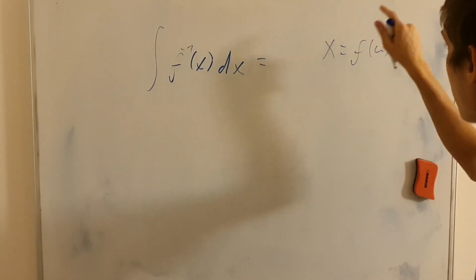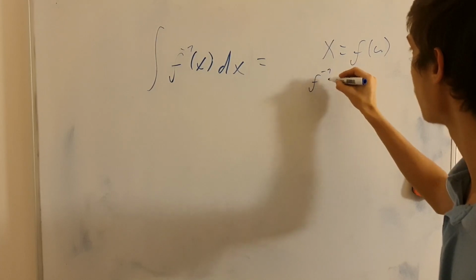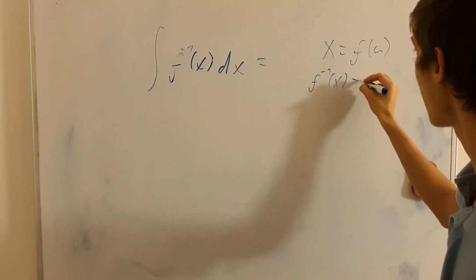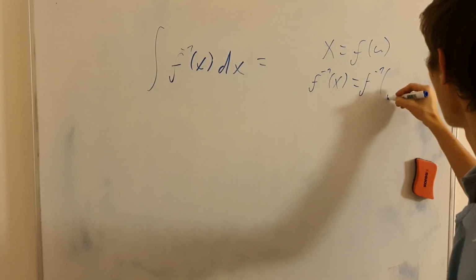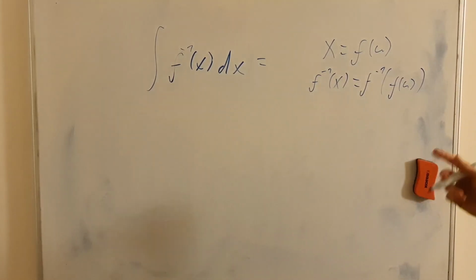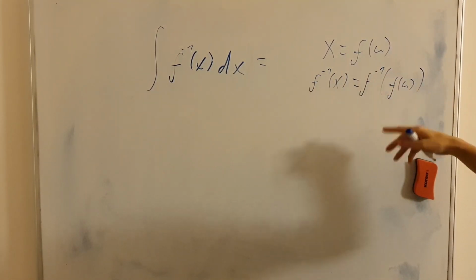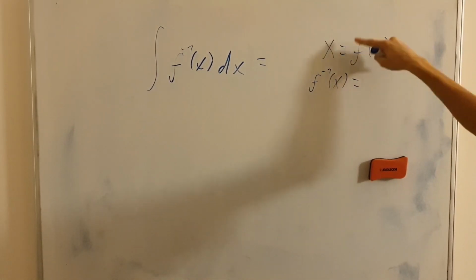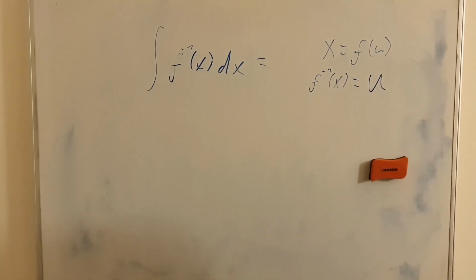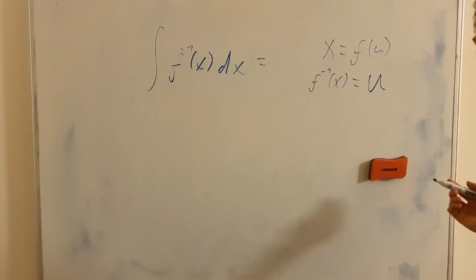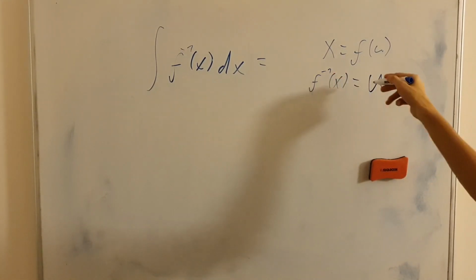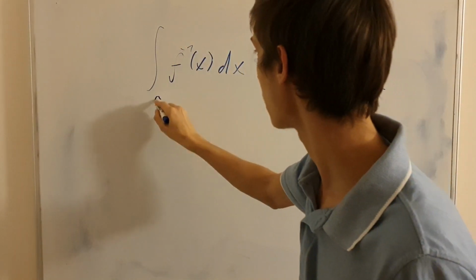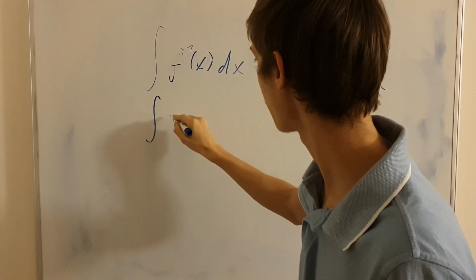And so if I do f inverse on both sides, I will get f inverse of x on the left side and f inverse of f of u on the right side, right? And f inverse of f, they cancel each other. So the only thing that will be left when f inverse is applied to this is the u inside f of u. And so now I have this expression that f inverse of x is u. So I can put the u right here. So instead of f inverse of x, it's u.